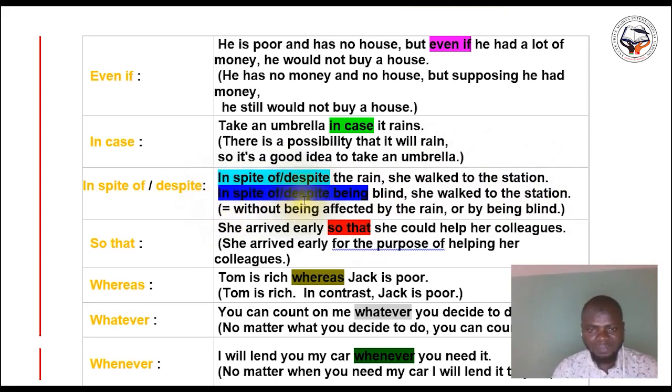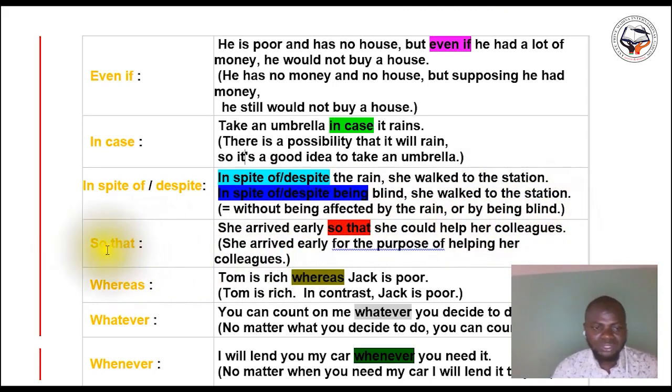In spite of or despite being blind, she walked to the station. In spite of being blind, she walked to the station, or despite being blind, she walked to the station. It means that without being affected by the rain or by being blind.